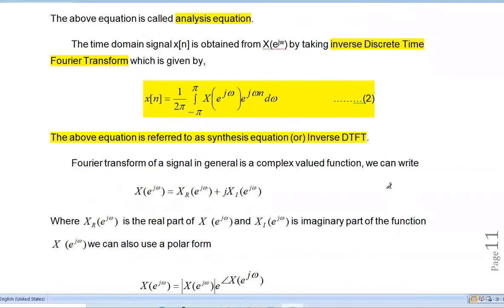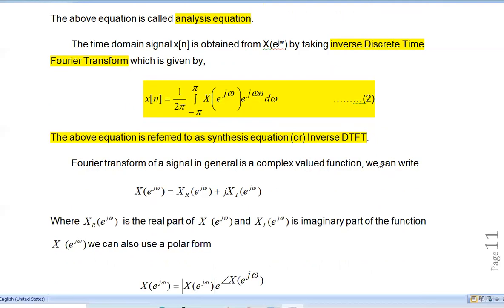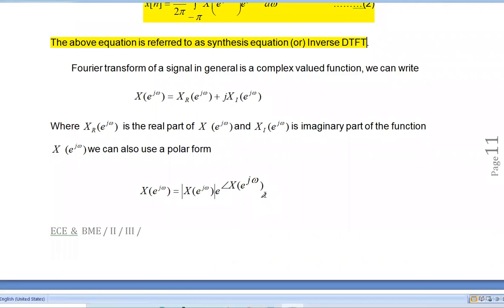Then next, the main aim of the Fourier transform is to draw the frequency spectrum. In order to draw the frequency spectrum only, we are converting the time domain signal into frequency domain signal. The frequency spectrum consists of two terms. Usually x of e power j omega, the Fourier transform of any discrete time signal, consists of a real component plus j into imaginary component. So x of e power j omega consists of real part as well as imaginary part.